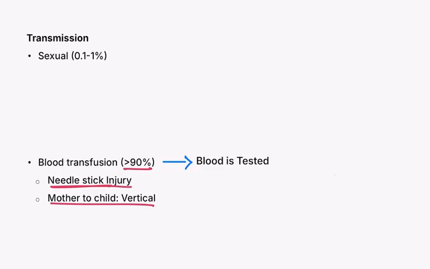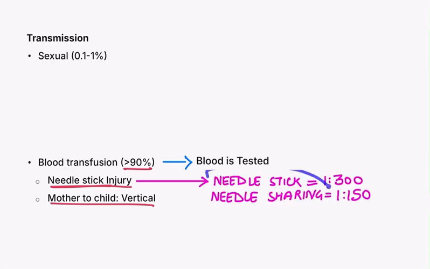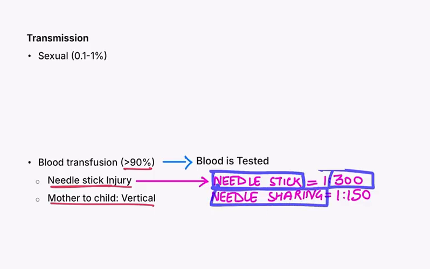So just to give you, see, when we talk about needle stick injury, there is a difference between when they call it needle stick versus when they call it needle sharing, maybe for IV drug abuse, etc. So now, rather than learning the incidence, you need to understand what is the probability of having this. So the probability of having HIV following a needle stick injury is 1:300, and the probability of having HIV with needle sharing is much higher. It is 1 in 150, and this you need to read very carefully in the exam.